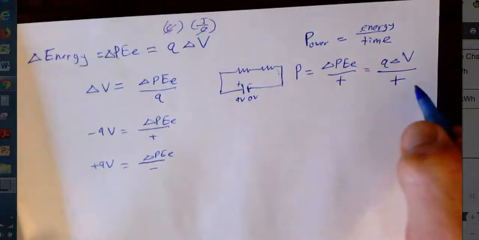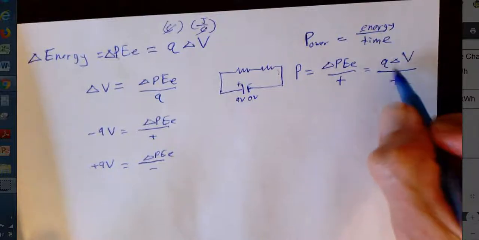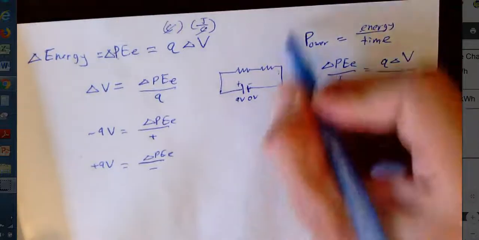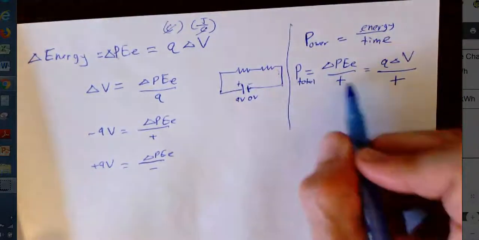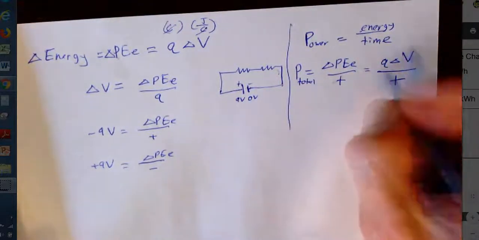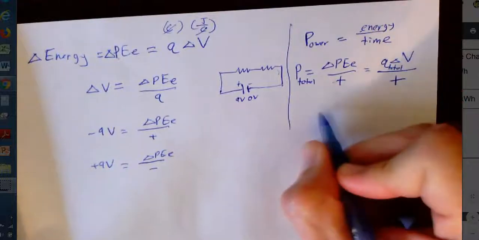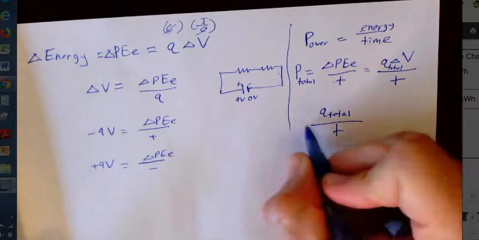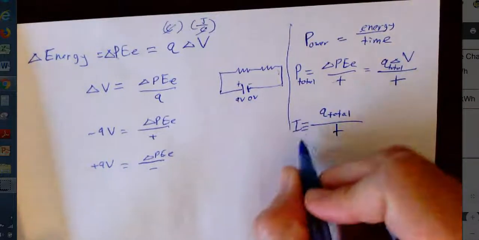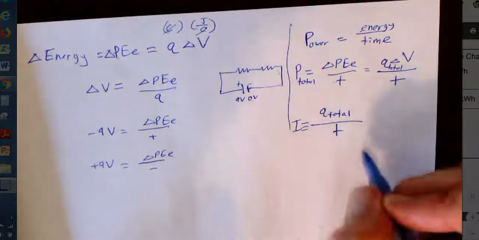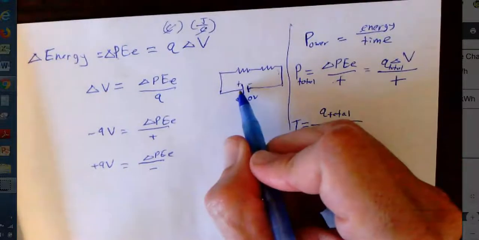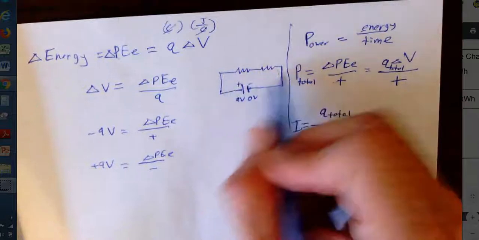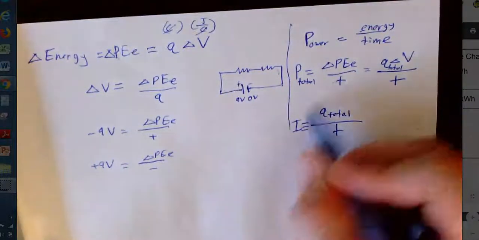However, what's Q over T? Well, if we want the total power used by this entire circuit over this amount of time, like 10 seconds, we'll plug in this Q total. But Q total, how much charge is moving by in a given amount of time, that's the definition of the current. And I'm glossing over one small thing, but it still turns out to be true. In real life, it's not like charges are coming out of here and moving around. It's like a chainsaw, right? There's charges all along this, and they're all moving at once. But this is still true.